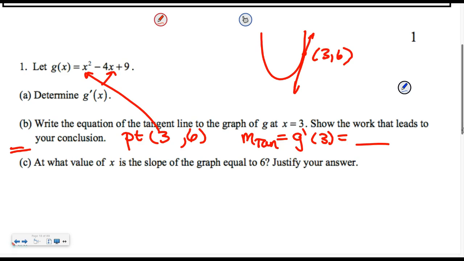That's great. I need a point. I could even start writing my answer to B right now. I could say y minus the y I know is equal to the slope there times x minus the x I know. I don't know the slope there, though, right?